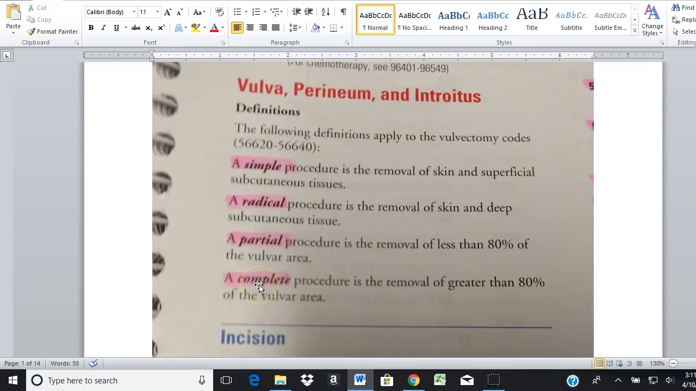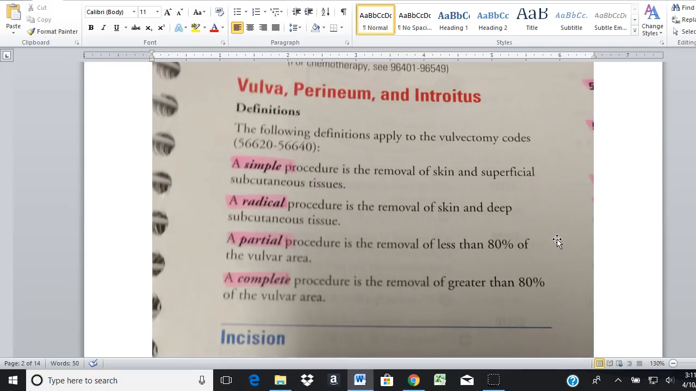So we start by looking at page 371 in our code book. The first thing that you're going to notice is that they have these 4 definitions. And these are specifically for our vulvectomy codes, which are directly to the right. You can see my little pink highlights are showing up over here. So these are going to be more for really infectious diseases and also for things like cancer.